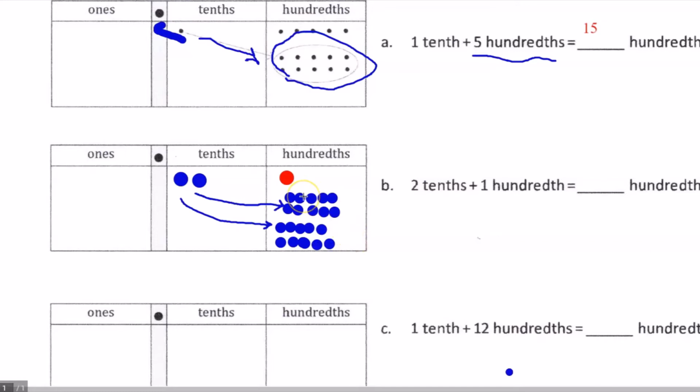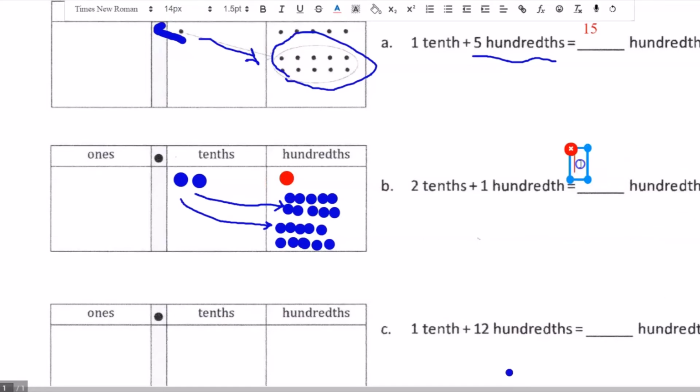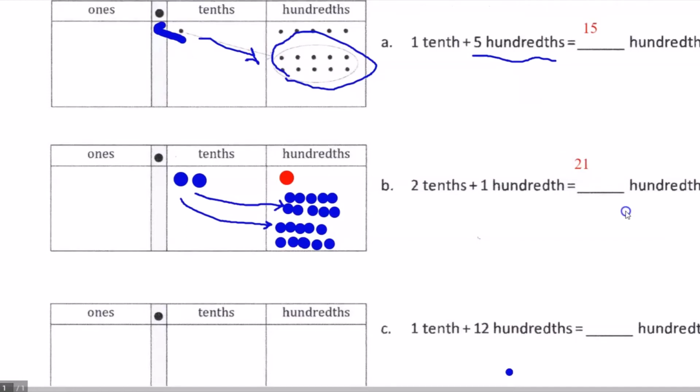Okay, so if we count them all together now in the hundredths place here, we have 10 plus 10 plus 1/100th is equal to 21 hundredths. So let me get my text box. So we have 21 hundredths.